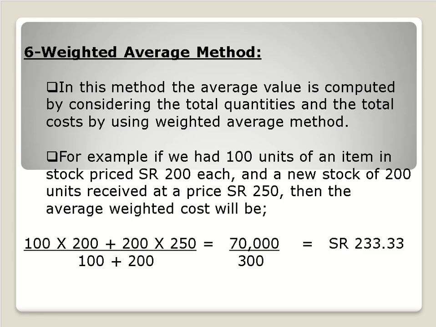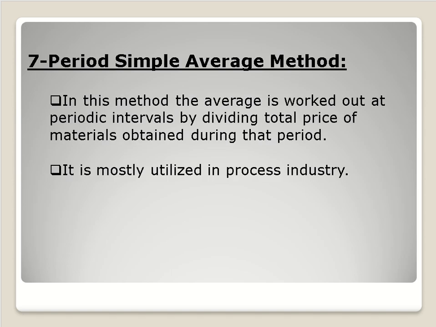Finally, we have the last one. In this method, the average value is computed by considering the total quantities and the total cost, not weighted, but the simple average. In this method, the average is worked out at periodic intervals by dividing the total price of the materials obtained during that period. So you are looking for a single price at the periodic intervals by dividing the total price of materials obtained during that period. So let us look.